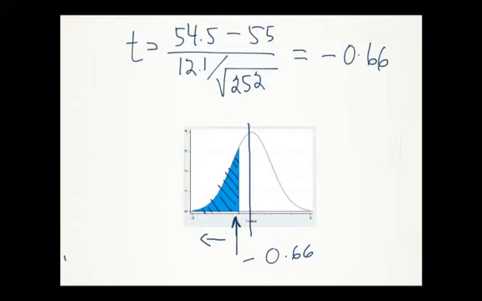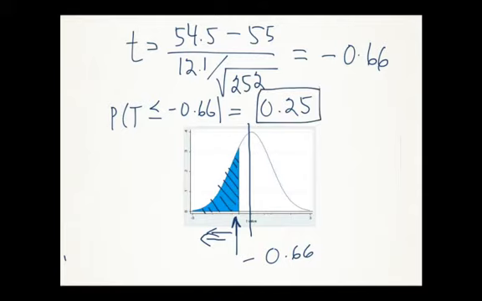We can calculate that area. Remember, using our probability notation, we would write the probability that t is less than, as we go this way, it's less than, t is less than or equal to negative 0.66. And we can get a statistical software package to tell us that that probability is 0.25. So that's our p-value in this example, 0.25.